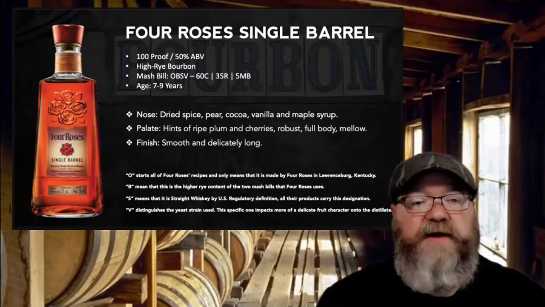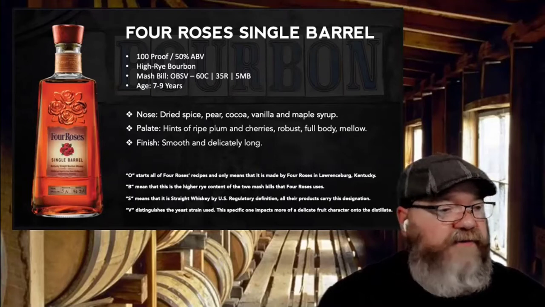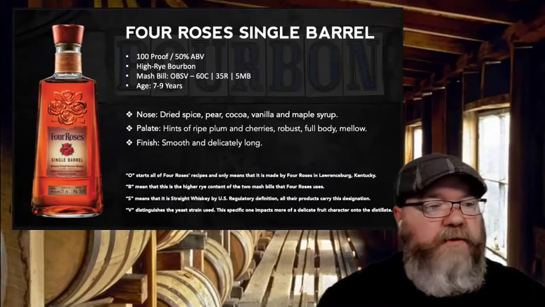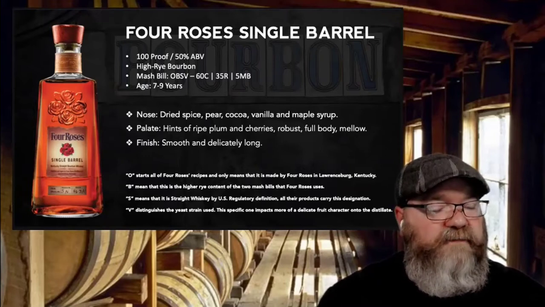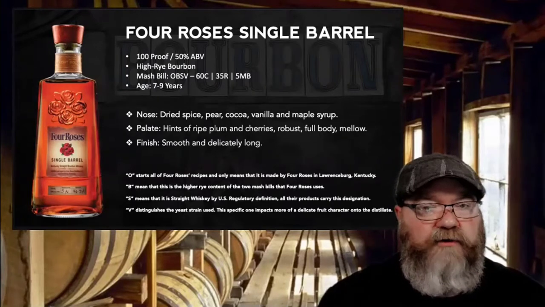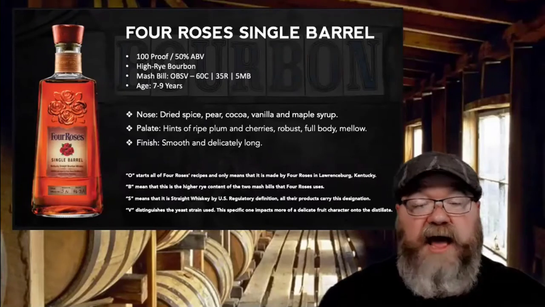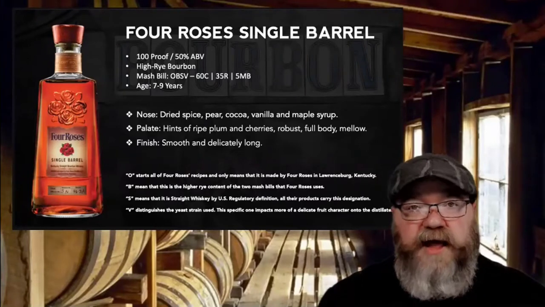So this one is actually the mash bill OBSV, all right? And I know it's a little hard to see in my chart, but the O stands for the fact that it is actually made by Four Roses in Lawrenceburg, Kentucky, right? So that's what the O stands for. The B means that it's the higher rye content mash bill.